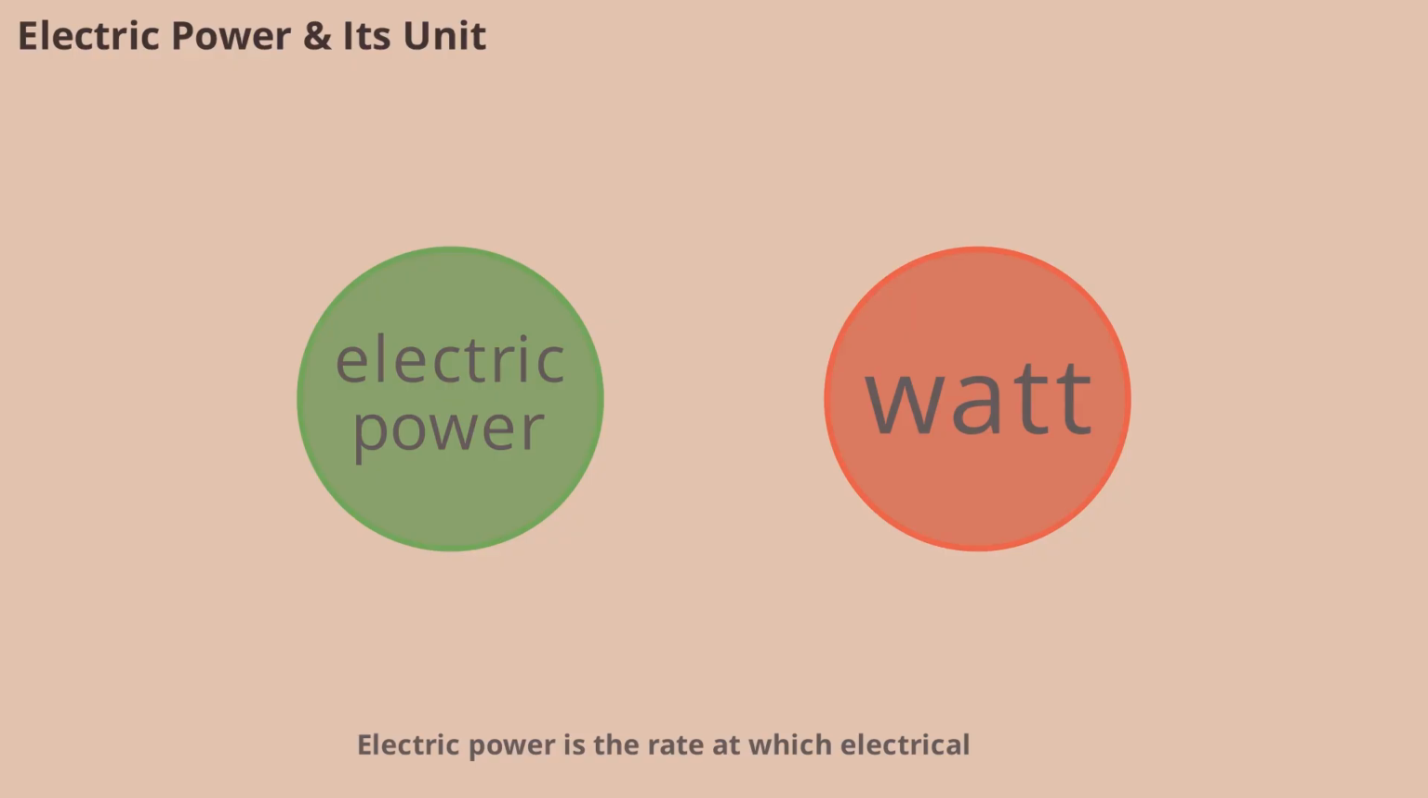Electric power is the rate at which electrical energy is consumed or produced in a circuit. It's measured in watts (W). The formula for power is P = VI, where P is power, V is voltage, and I is current. Understanding power helps us determine how much energy an appliance uses and how much it will cost to operate.